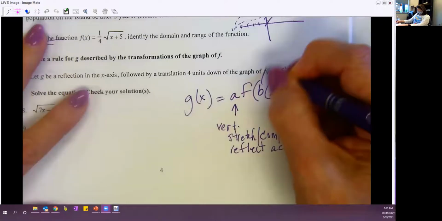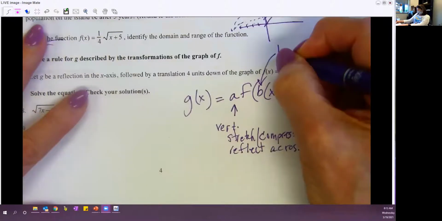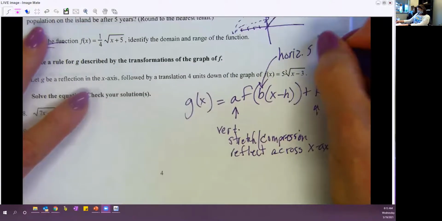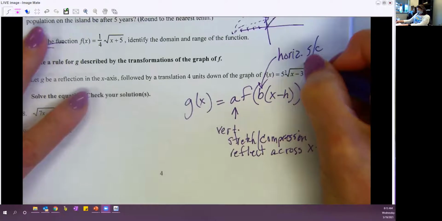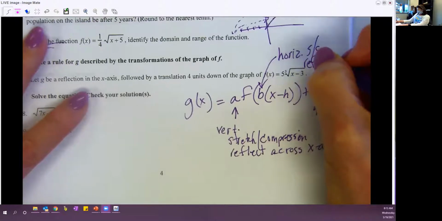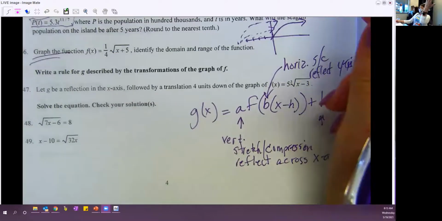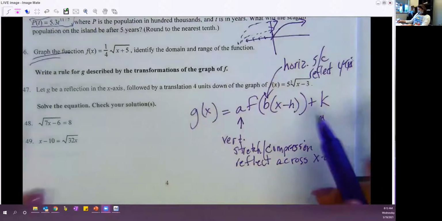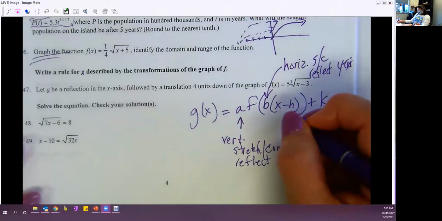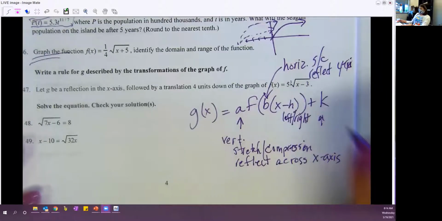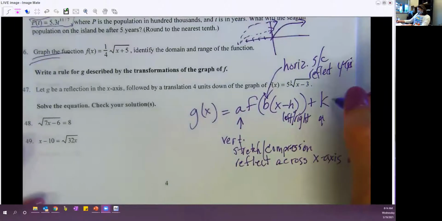This one is the same thing, but horizontal. So it's horizontal stretch or compression, and then a reflection. It's going to reflect across the Y axis. Because it's horizontal, it's left and right. So that takes you across the Y axis. H is left, right, but opposite to the sign that you see. And K is up, down.